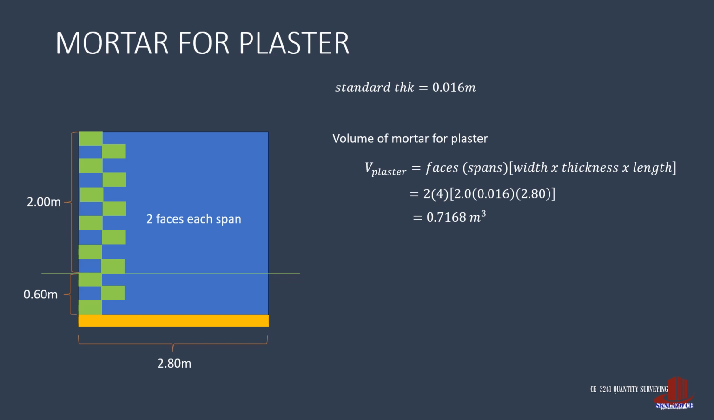0.7168 cubic meters. Using Class B mortar proportion, cement is then 0.7168 times 12, making 8.6016 bags. Sand is then 0.7168 times 1, which is 0.7168 cubic meters.